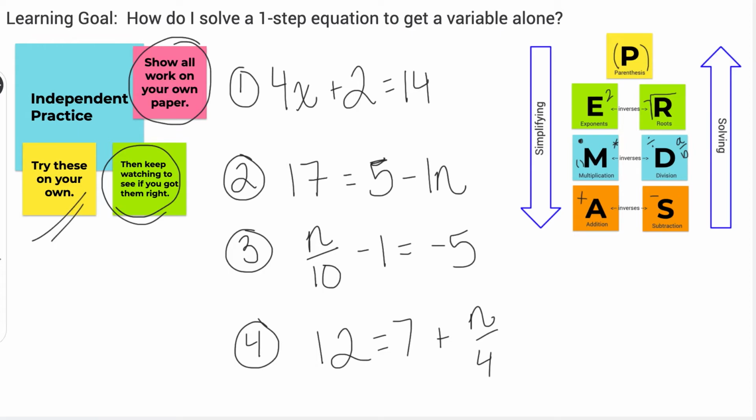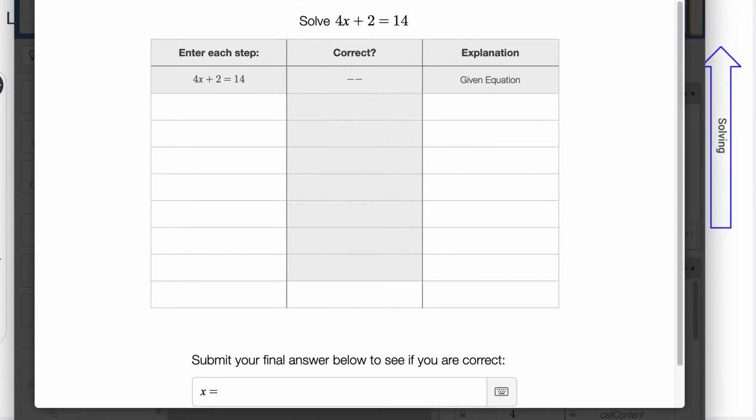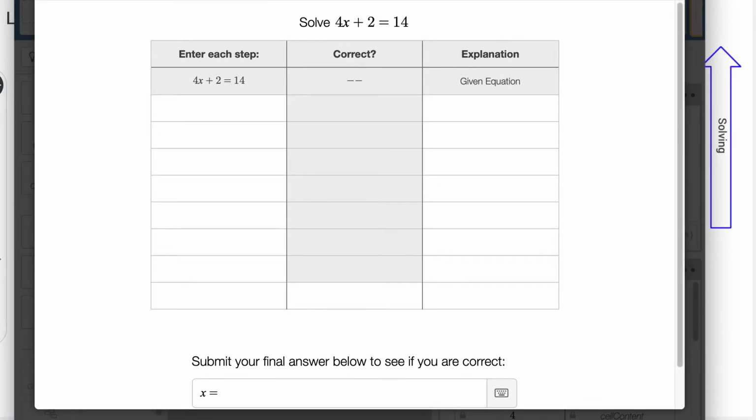So to go over these answers, I'm going to do it using a Desmos activity because you may be doing something similar, and I want you to see how it works. So this was problem 1, 4x plus 2 equals 14. And in Desmos, what this activity does is it checks to make sure that any equation you type in here is equivalent to this top equation.